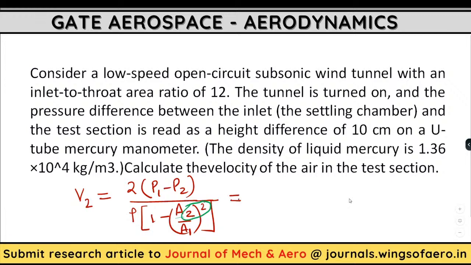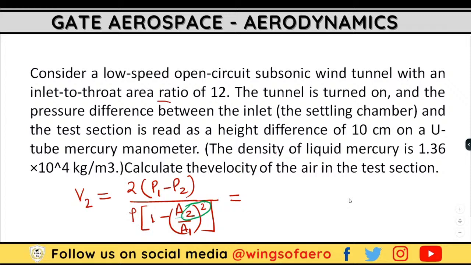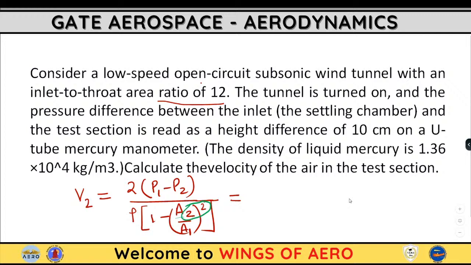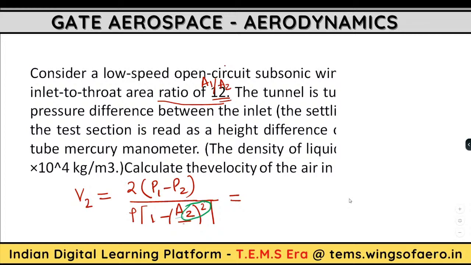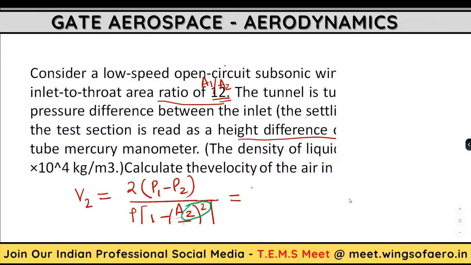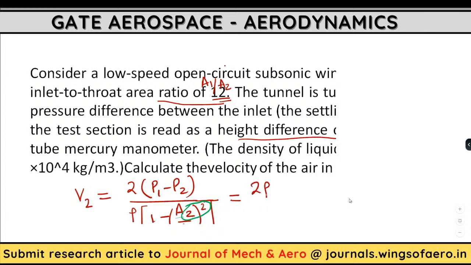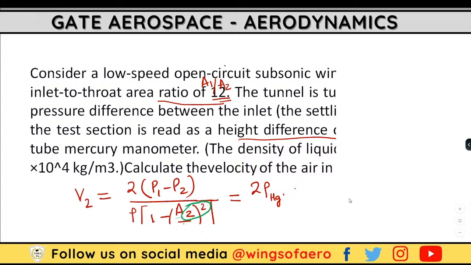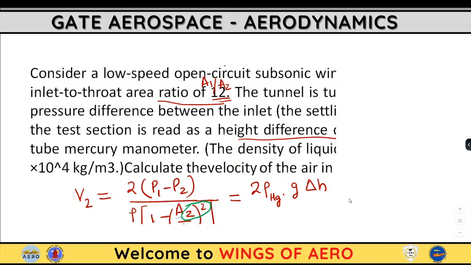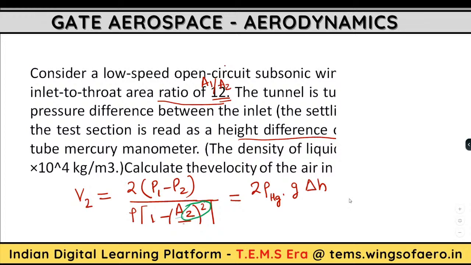Now here, what are the given factors? They have given the intake and the throat. That means they have given A1 by A2, and A1 by A2 is 12. Then they have given the difference in height. That means we have to utilize another formula. What is the formula we have to use? Rho of mercury into g into del H. Del H is given, that is 10 centimeter. Since it is centimeter, we have to convert it in terms of meter.